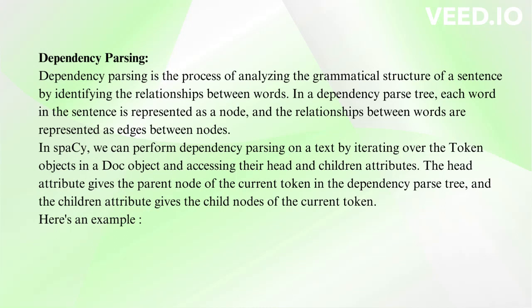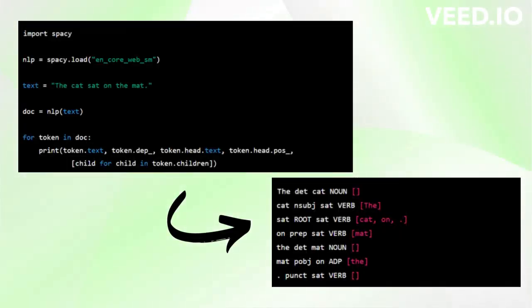In spaCy, we can perform dependency parsing on a text by iterating over the token objects in a doc object and accessing their head and children attributes. The head attribute gives the parent node of the current token in the dependency parse tree, and the children attribute gives the child nodes of the current token. We can see an example here.